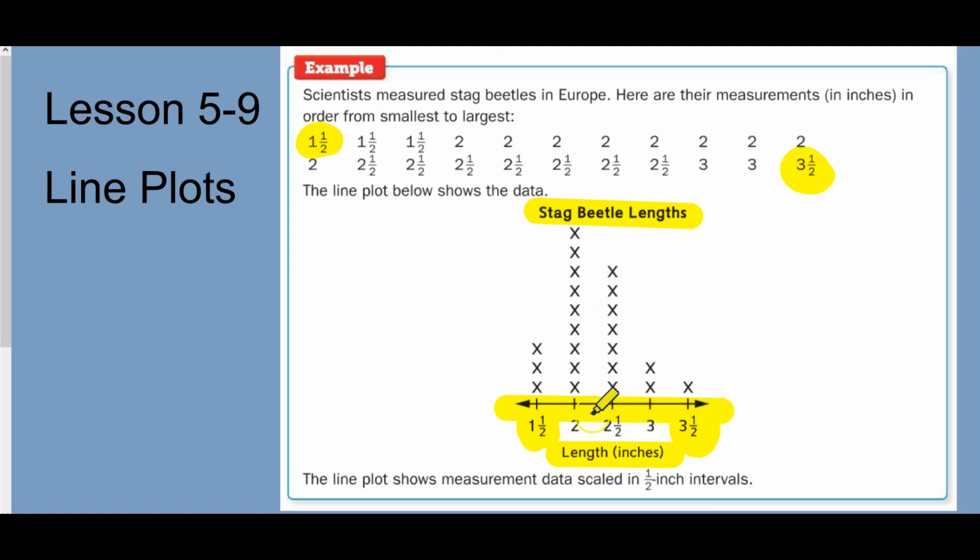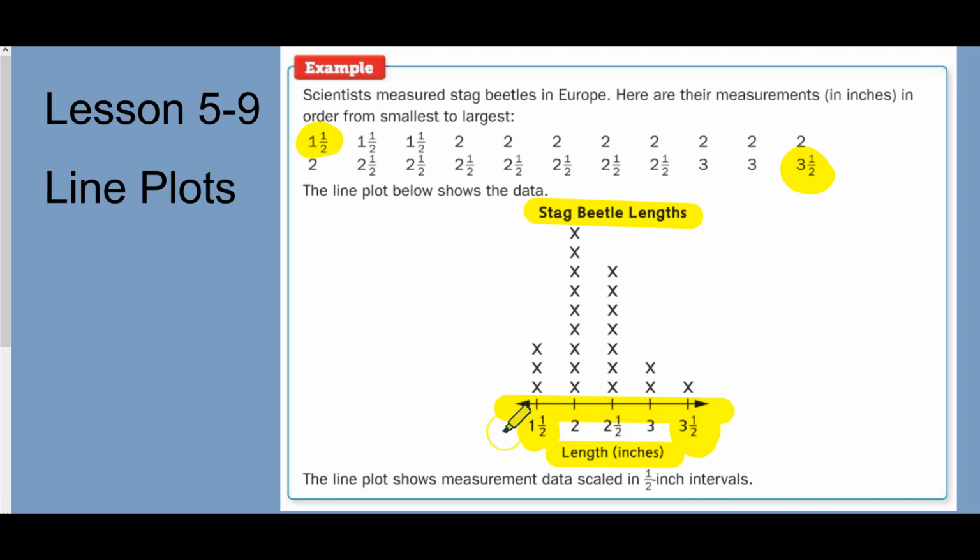Now, the numbers in between must be represented in a scale that has the same interval. Or, what am I counting by here? 1.5, 2, 2.5, 3, 3.5. So I'm counting by ½ inches, and my interval going across the bottom of my x-axis must be consistent with that pattern.